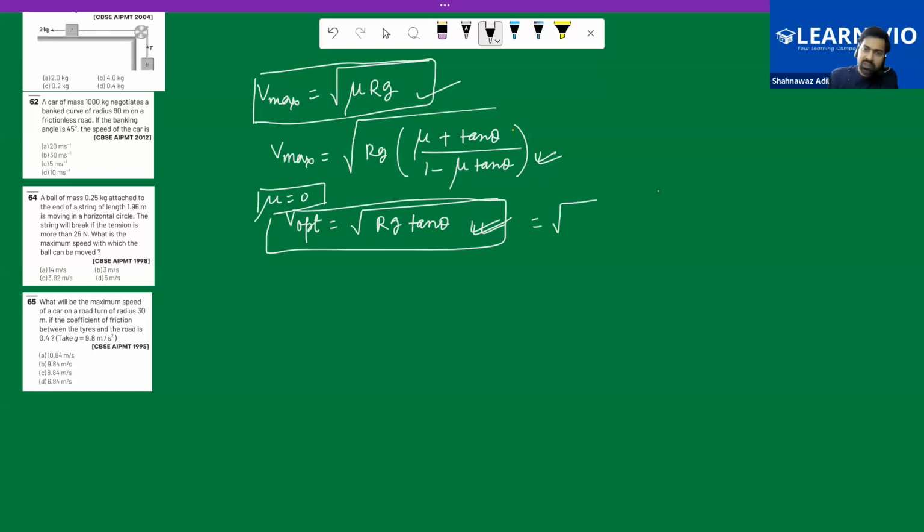So how much is this? R is 90 meter, they have said the car negotiates a bank of radius 90 meter, and g is 10, tan of 45 is 1. So root 900, this is 30 meter per second. Right, this is the direct question. So we have to only remember the formula, right?